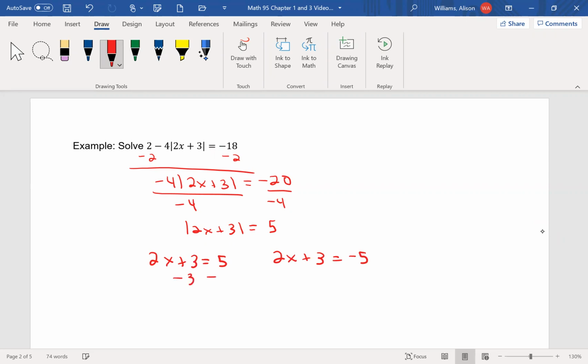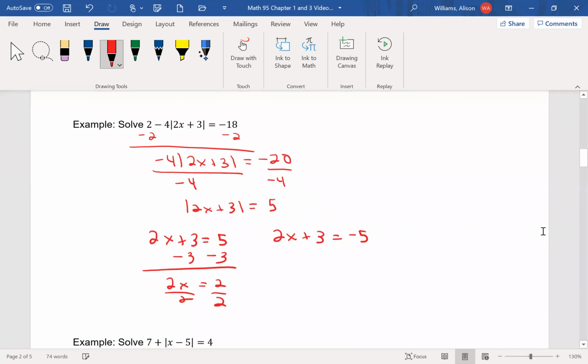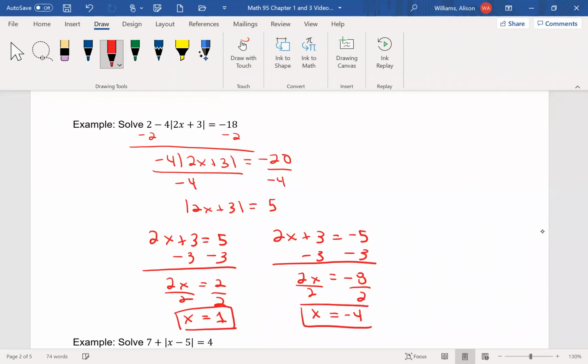All right, let's solve. So let's see, that's 2x equals 2. So on this one, I'm getting x equals 1. Over here, that's going to give me 2x equals -8. And this one is -4. And there we go. All right, let's try it again.